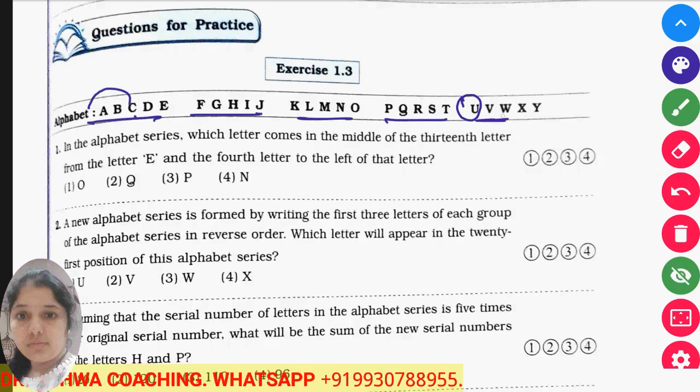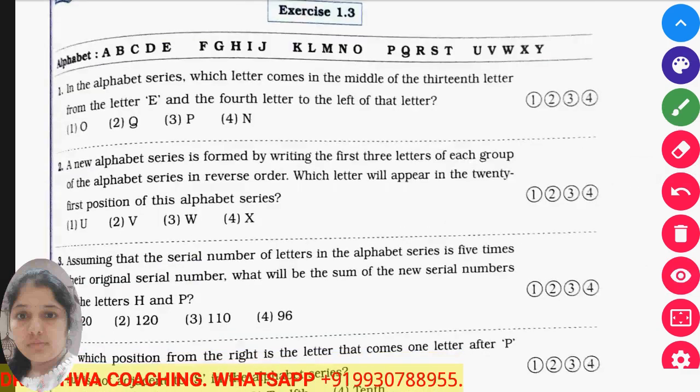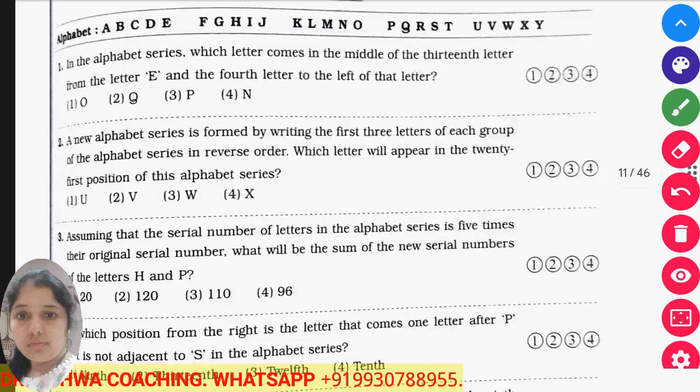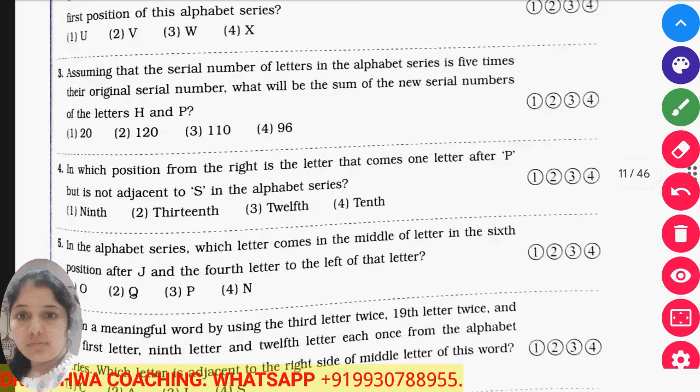But when we reverse the first 3 letters of this fifth group, W will appear as the 21st letter. Understood? Because we will write the series like W, V, U, X, Y, since we have to reverse the first 3 letters. Like this, if you read the information carefully, you will be able to crack the sum.